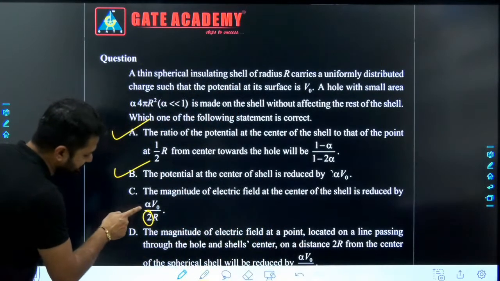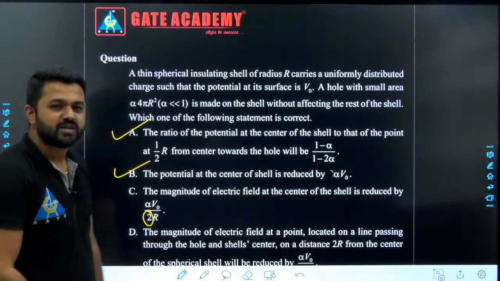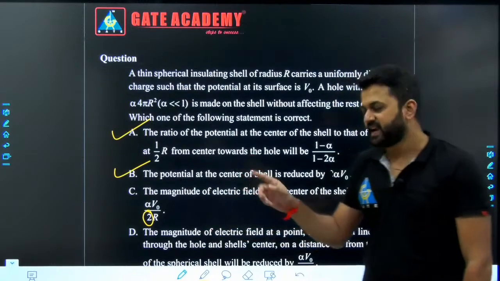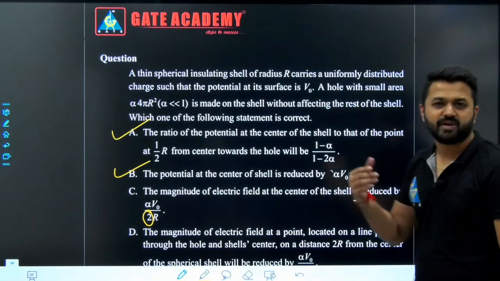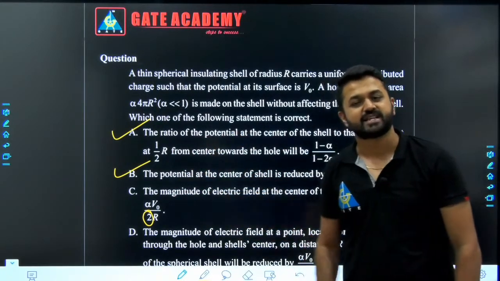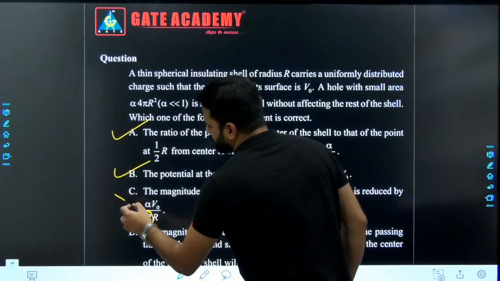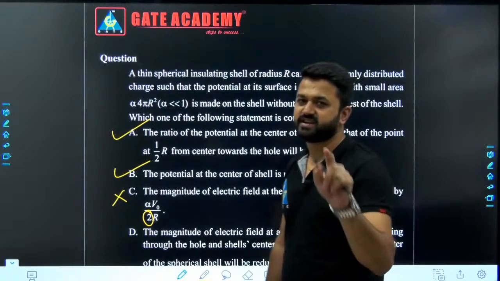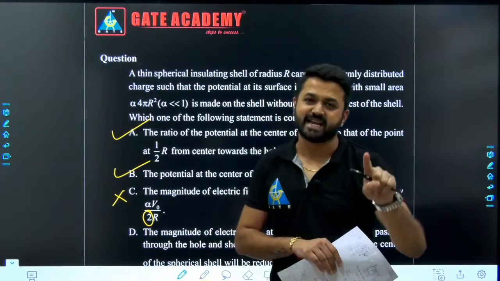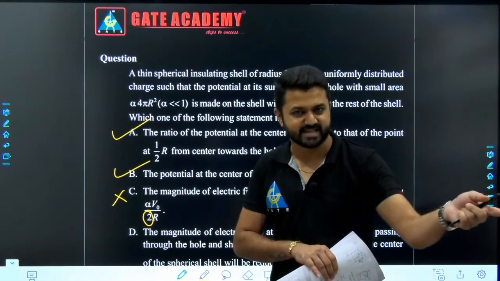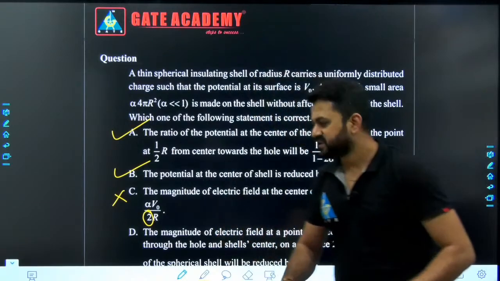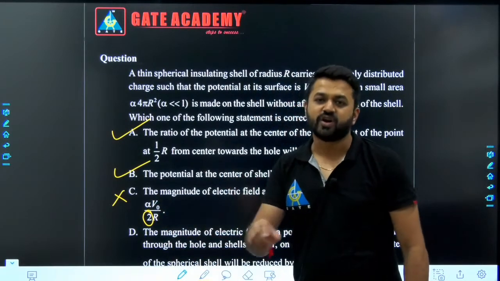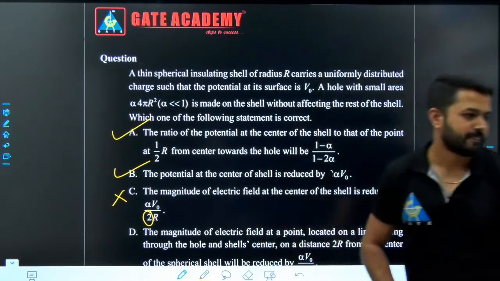but here in the option it is given alpha V naught by 2r. Because of that, this option is incorrect, and it is also written reduced, but the electric field there is increasing. So option C is incorrect because of two reasons. First, the electric field at the center is not reducing, it is increasing, and the second one is the value by which it is increasing is alpha V naught by r, not alpha V naught by 2r.